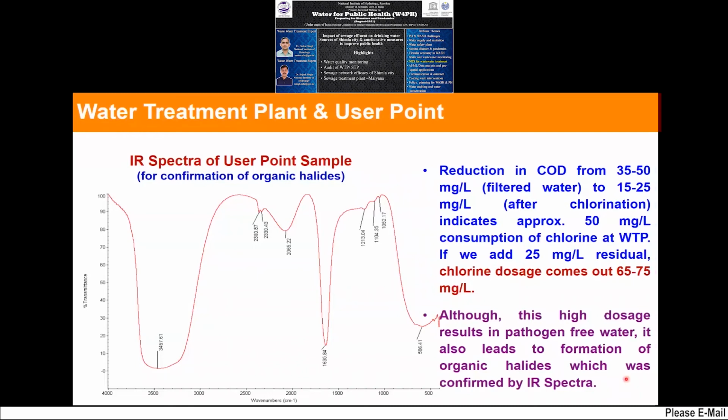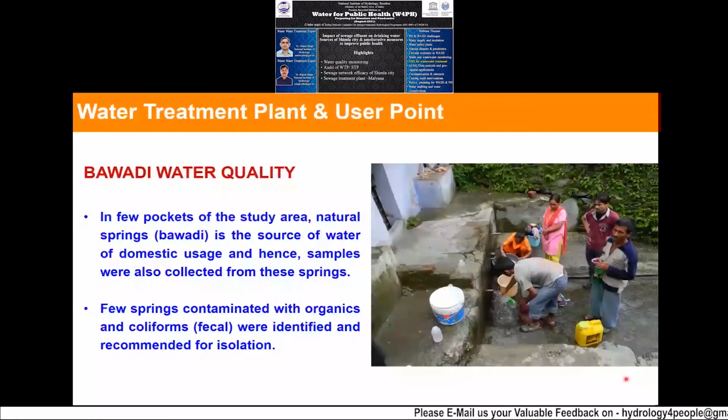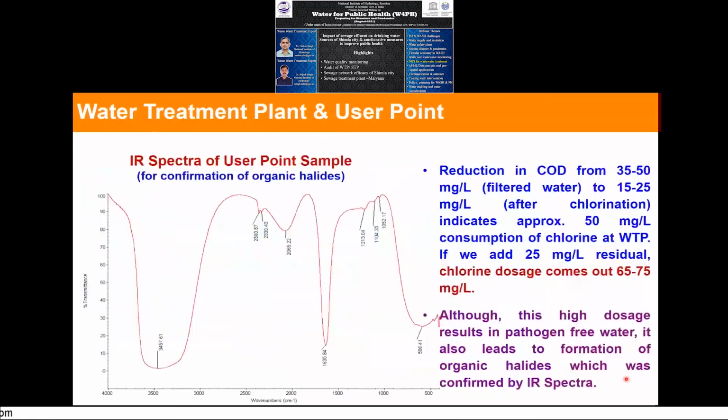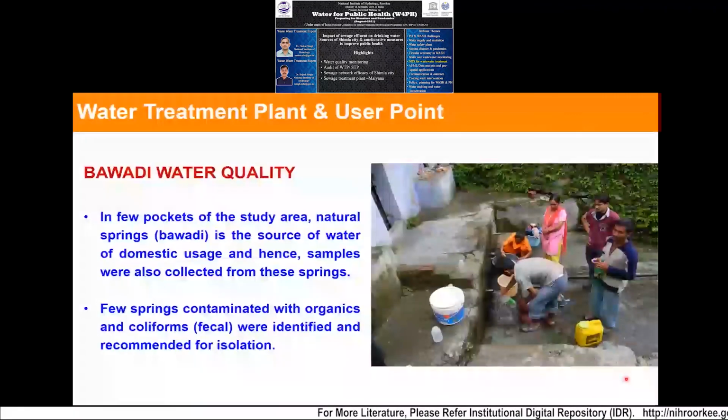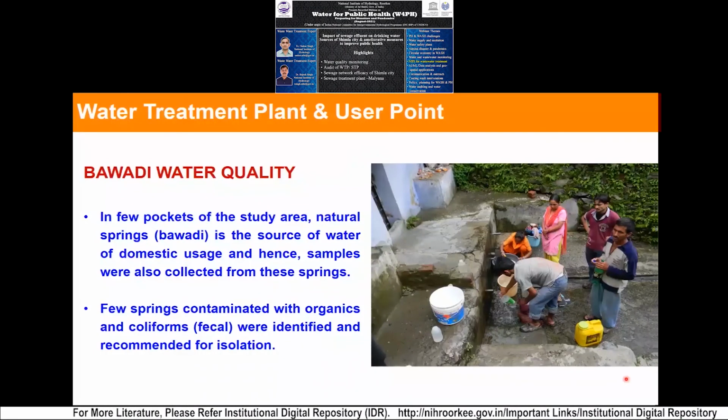And talking about the user points, all the parameters at the user points were almost similar to what was there at the Kusumti reservoir. It was free of pathogens, and other harmful contaminants were not there. Then we analyzed the water from the baudis, which are springs actually. Baudi is the local name for the springs, and in a few pockets of the study area they were getting drinking water from these springs. So we analyzed it, and we found that a few springs were contaminated with organics as well as fecal coliforms, and those were identified and informed to the authorities that these springs should be isolated and should not be used for drinking water consumption.